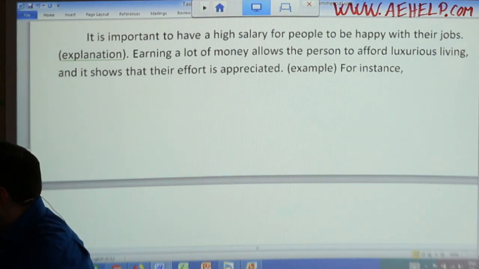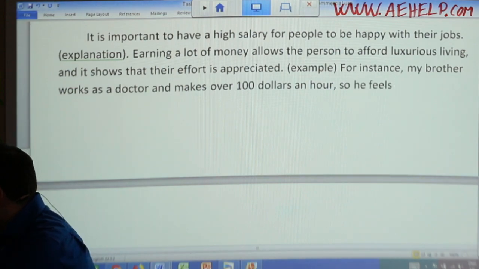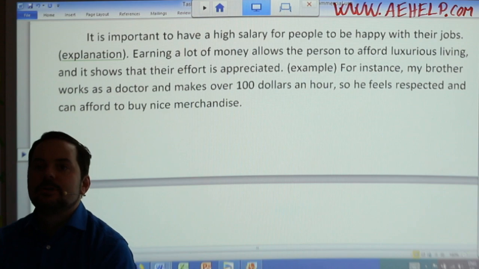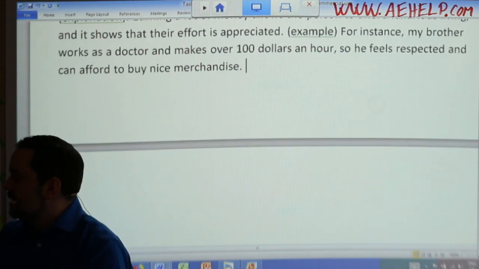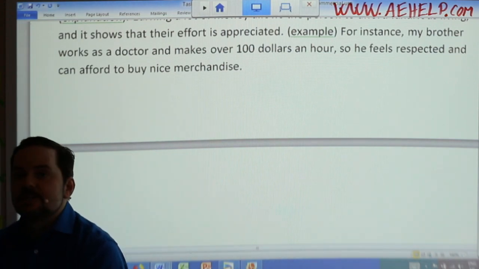Just keep it simple. For instance, my brother works as a doctor and makes over $100 an hour. So he feels appreciated or respected, because we use that as well. So he feels respected and can afford to buy nice merchandise. Okay? So keep it simple, keep it specific. All right? For instance, my brother works as a doctor and makes over $100 an hour. So he feels respected and can afford to buy nice merchandise.